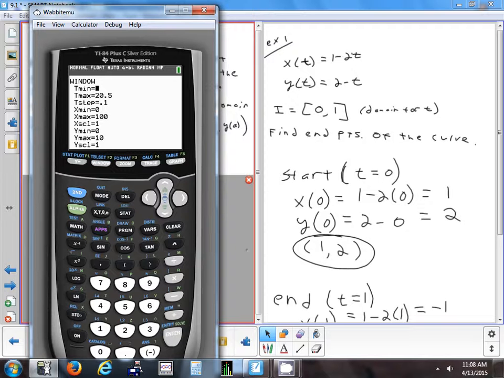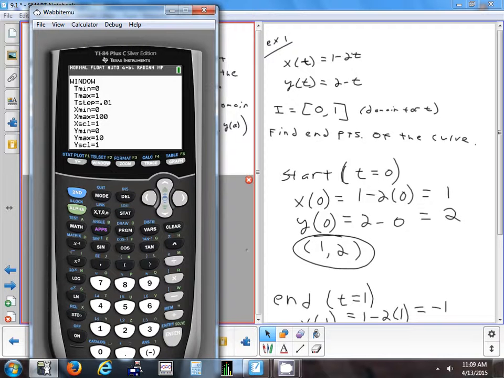Okay, the parameter is from 0 to 1. So t min is 0, t max is 1. T step basically controls how many points you are going to graph between 0 and 1 to get this picture. What this is going to do is let t equal 0, and then go up by 0.1: 0.1, 0.2, 0.3, 0.4, 0.5, 0.6, 0.7, 0.8, 0.9, 1. So basically you're going to graph 11 points, including the endpoints, to get the picture of this curve.